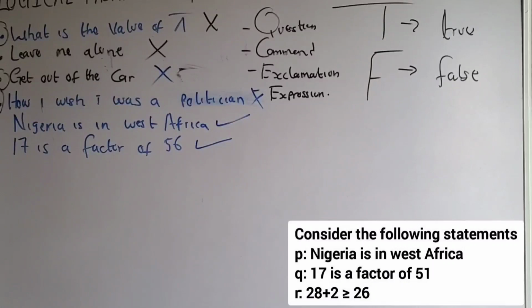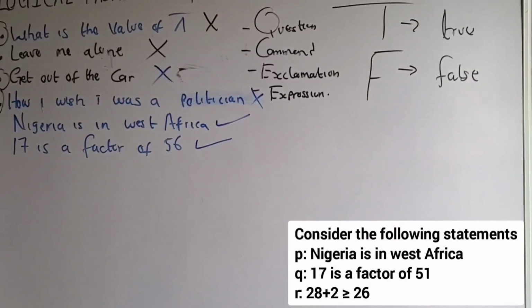Let's look at some important examples. Consider the following statements. P represents Nigeria is in West Africa. Q represents 17 is a factor of 51. And then R represents 28 plus 2 is greater than or equals to 26. Now, P is true.